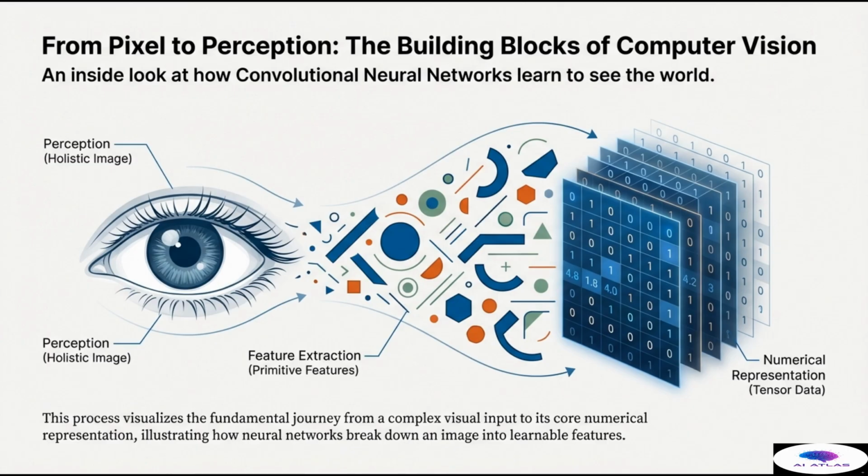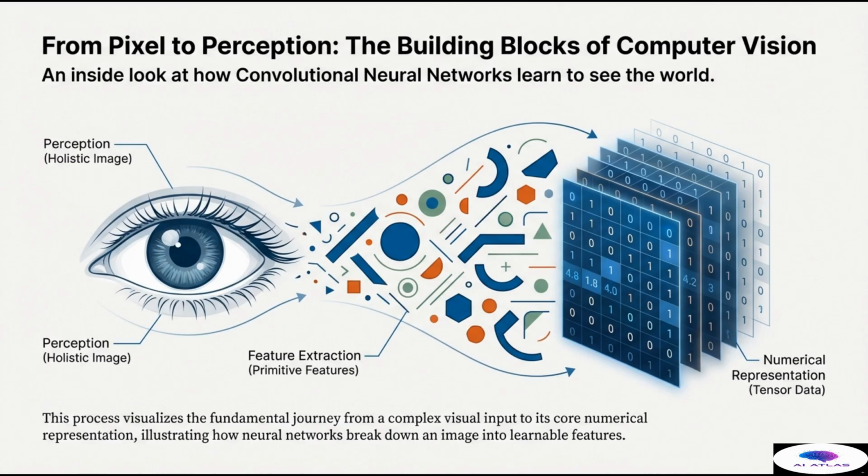we call perception. Look at the diagram on the screen. It visualizes exactly this. The visual input, represented here by an eye, is broken down by layers of processing into primitive features, like edges, colors, and textures. These features are then encoded into a precise, numerical structure known as a tensor. This entire process is about hierarchical learning.